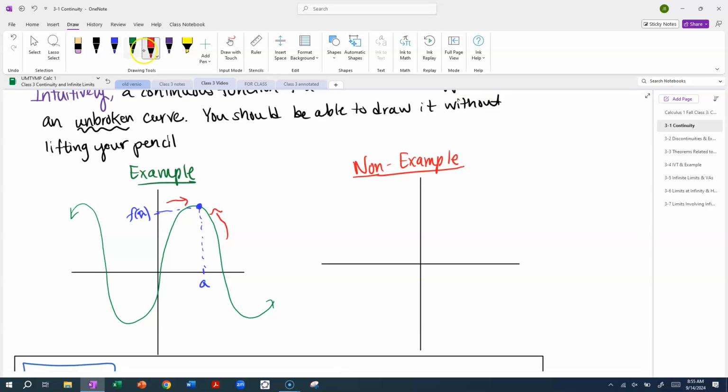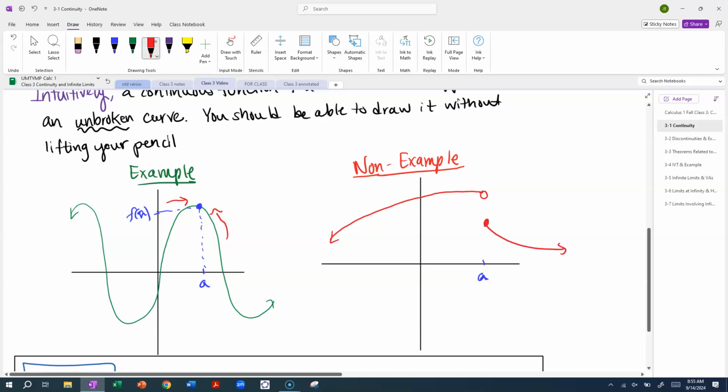Something that would not be continuous, and let's mark a again on here, here's a. Something that would not be continuous would be something like this, and then we have a dot here, and then we continue on like that. Here we can see that as we come in from the left-hand side, it is one value of y, and then as we come in from the right, it's another value of y, and here would be f of a. So the limit doesn't exist. f of a is defined, but the limit at a doesn't exist.